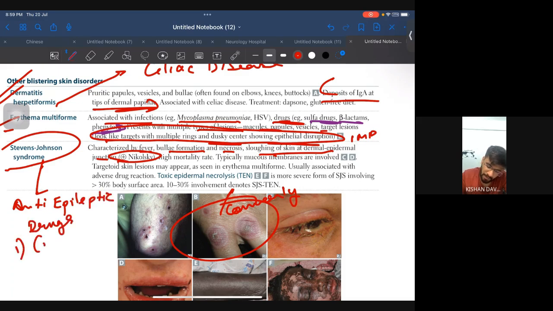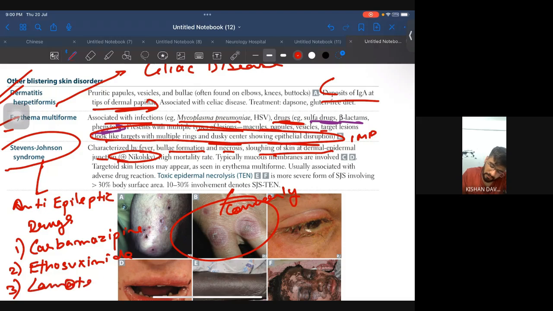First one, carbamazepine. You can check the spelling. Carbamazepine. Second, ethosuximide. Ethosuximide is used in absence seizures.